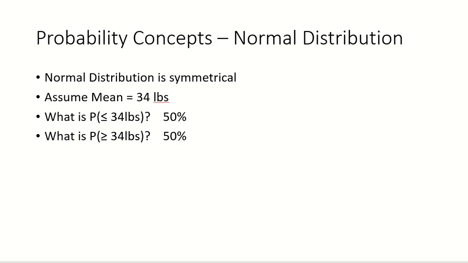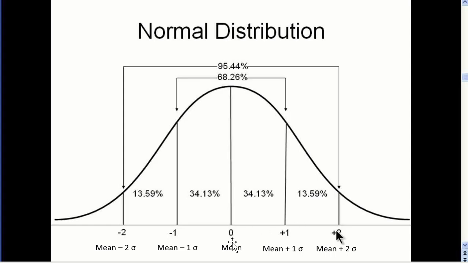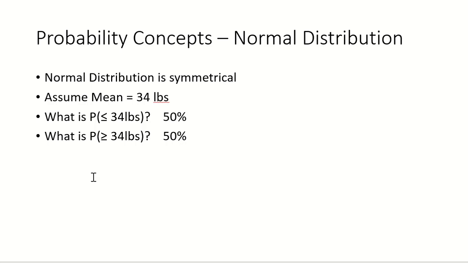What does that mean for us from a probability standpoint? Let's assume that right now a new manufacturer is making a bag of feed, and the bag of feed that they're putting together weighs on average 34 pounds. If I go back to my normal distribution curve, if the average is 34 pounds, then 50% of the time I'm going to be above 34 and 50% of the time I'm going to be below 34, because it's symmetrical. So the probability that it's going to be less than 34 pounds is 50%, and the probability that it's going to be more than 34 pounds is 50%.